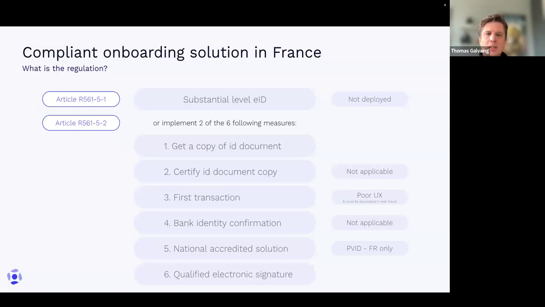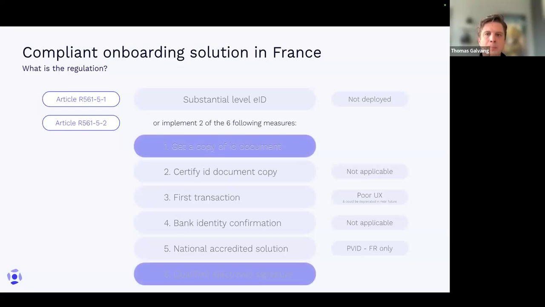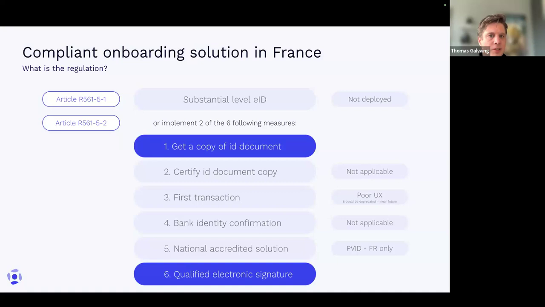Finally, the sixth measure refers to eIDAS trust services and especially to qualified electronic signature as a valid solution to onboard your customers. After analyzing these six measures, a combination of measure 1 and 6 looks like the best candidate to meet the French regulation. But qualified electronic signature is not only a valid solution for France, it's also applicable widely across Europe.